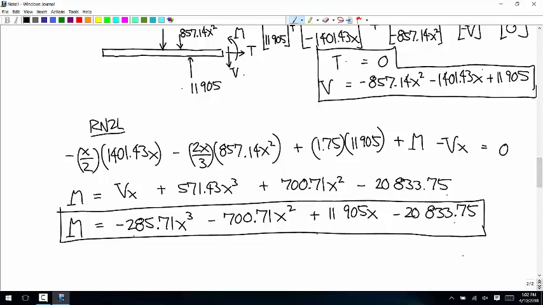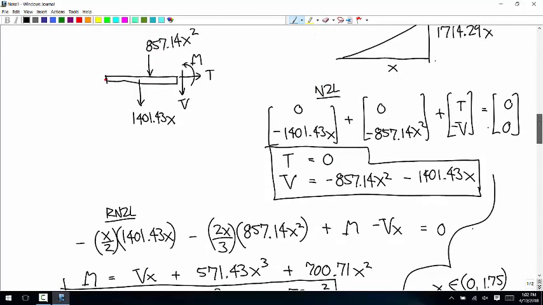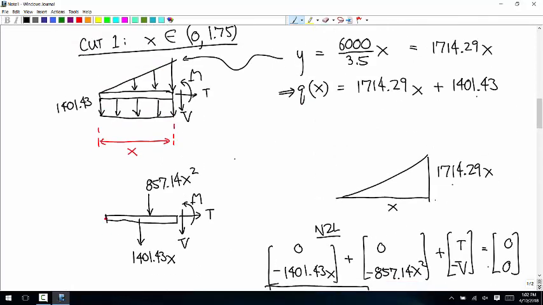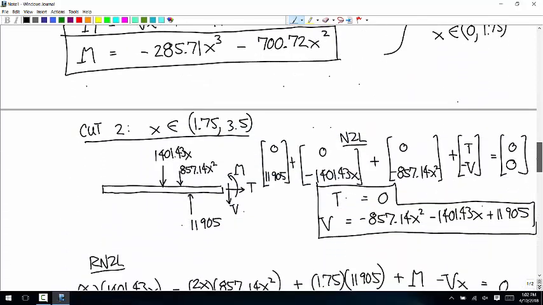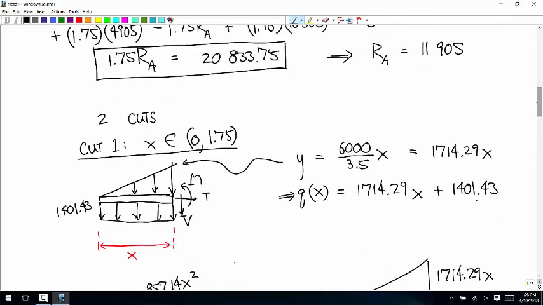And now you can do the derivative checks. Derivative of m is negative 857.14, 3 times 285.71, and then 2 times 700.71 is 1401.43. Derivative of this is the constant 11,905. So that works. And then the derivative of the shear force is negative 1714.28, or whatever, that was a round off, times x, minus 1401.43, compared to up here 1401.43.